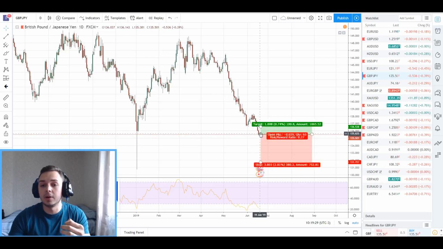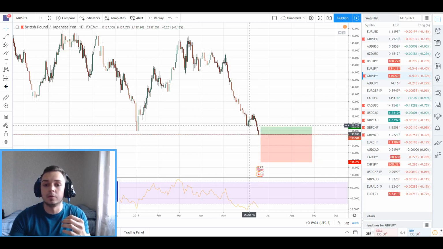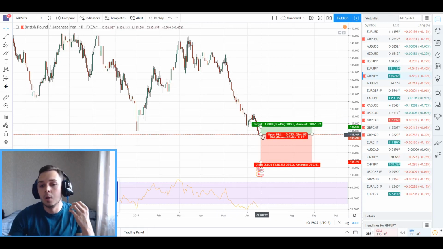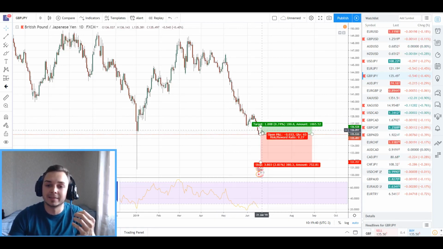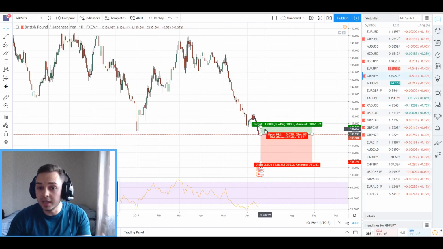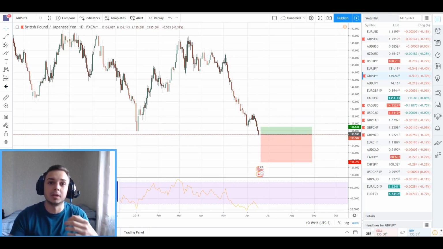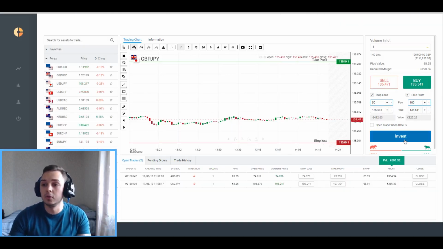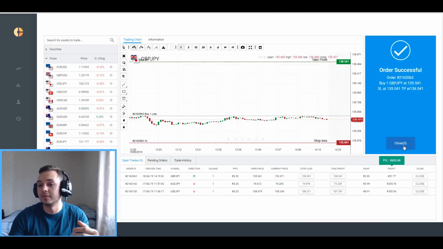If it's gonna turn around, it's probably gonna go back to this level over here, which was the previous support, which obviously was broken and now became resistance, which is obviously what we're looking for. So the pullback is gonna go back to this level over here, which is the 100 pip mark, and we're gonna be hopefully profiting 100 pips. So very easy to do. Invest, order successful, there we go.